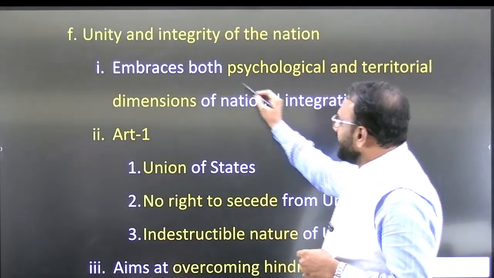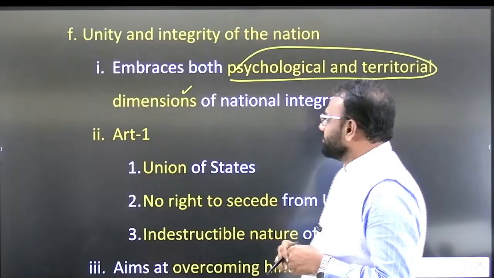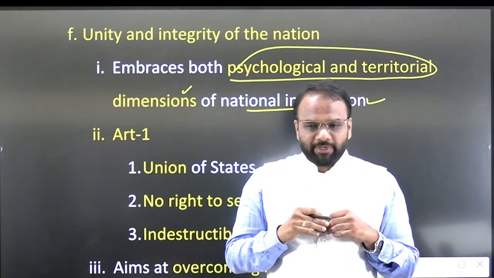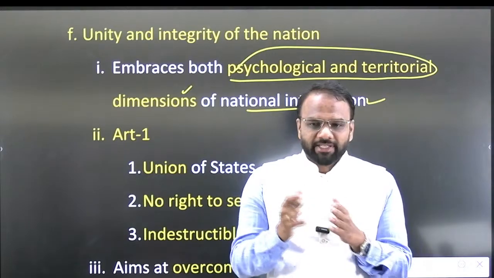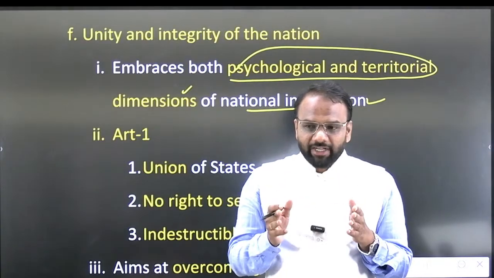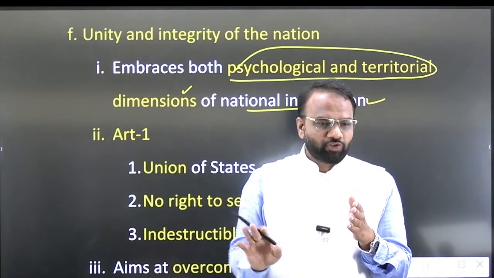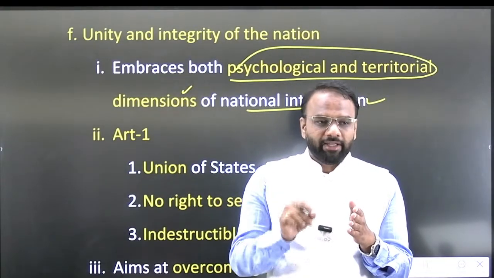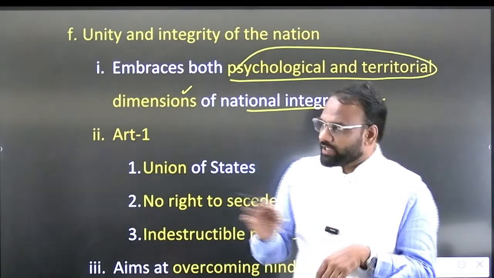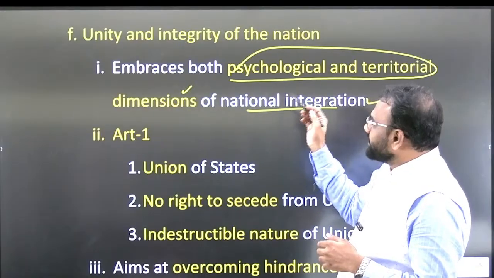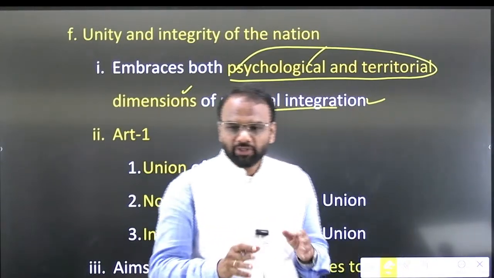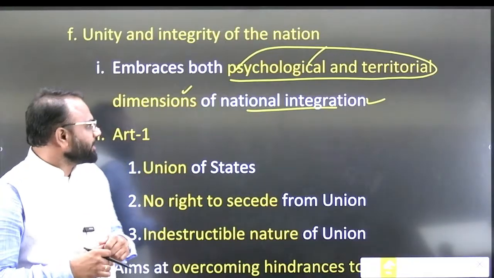So unity and integrity of the nation embraces both psychological and territorial dimensions of national integration. When I say unity and integrity of the nation, it does not just focus on psychological aspects. Psychological aspects means all of us are like brothers and sisters. This is psychological integrity, psychological unity. But when we say that no part of India can be taken by someone else forcefully, that means territorial integrity. We will always ensure that no foreigners take our territory forcefully from us. So from the exam point of view, if they ask whether the unity and integrity term in the preamble focuses only on the psychological dimension or also on the territorial dimension, it focuses on both.